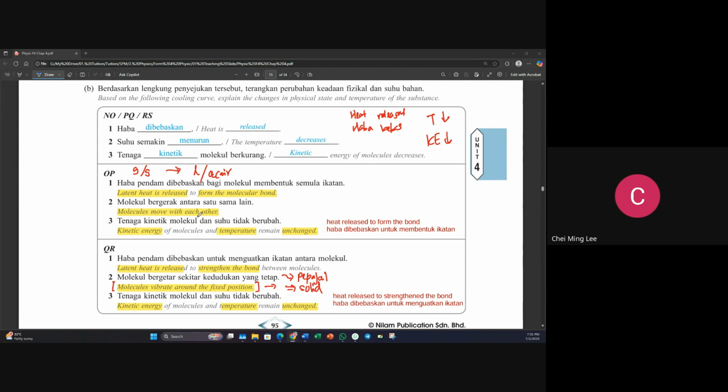Liquid and solid, the difference between them is that the chemical structure is already very near to each other. It's just that now we need to go even nearer. Okay, so the molecules will vibrate around a fixed position because it's a solid mass. So this is what happens in solid. And the kinetic energy and temperature remain unchanged because the heat released has been used to strengthen the bond.